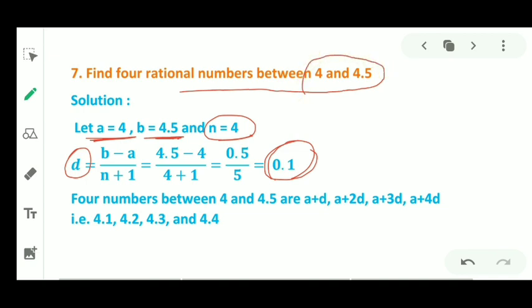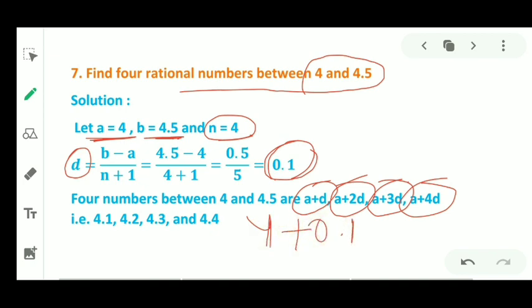So the 4 rational numbers between 4 and 4.5 are A plus D, A plus 2D, A plus 3D and A plus 4D. A plus D is what? If we put the value of A, that is 4, plus D is 0.1. So the first rational number will be 4.1. The next number will be 4.2 if you add 0.1 to the previous rational number. Then 4.3. Then last you have 4.4.